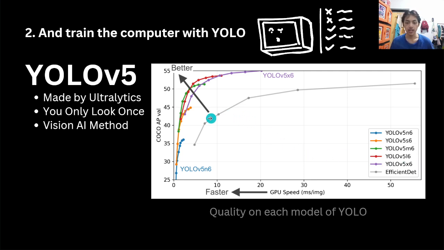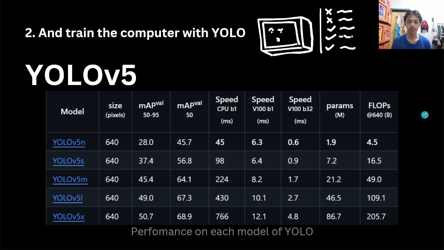In this graphic we can see the better model we use, the better performance we can get. For example, YOLO V5X has the highest performance among all these models. But of course, the speed of the process becomes lower, but it's okay. And then there is the performance of these YOLO models in the table.